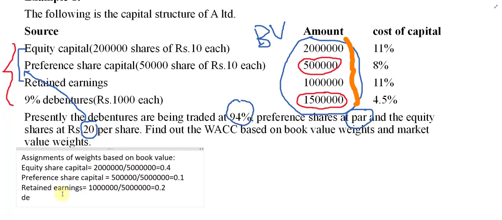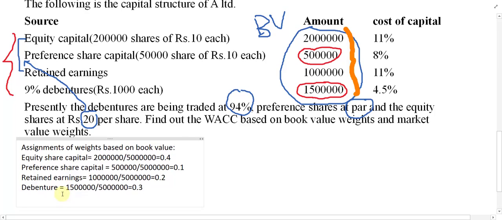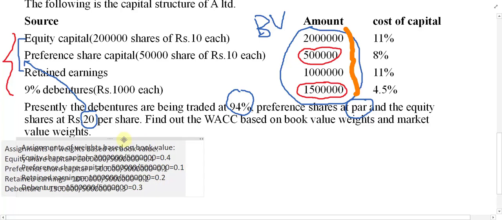And the next one is debenture. Debenture is equal to 15 lakh divided by 50 lakh, which is equal to 30%. So these are the percentages. 40 plus 10 become 50, 50 plus 20 is 70, 70 plus this one becomes 100%, right? So now these are found.